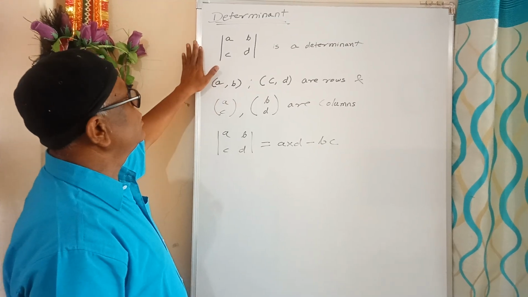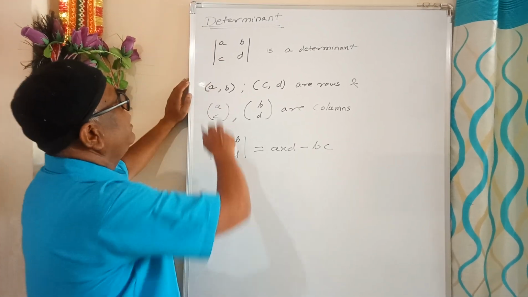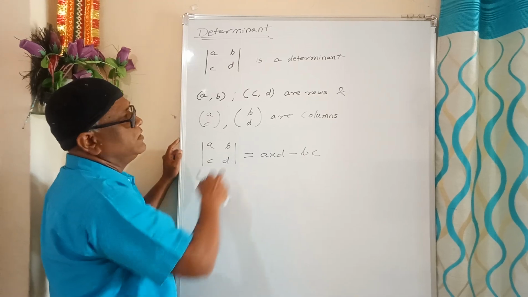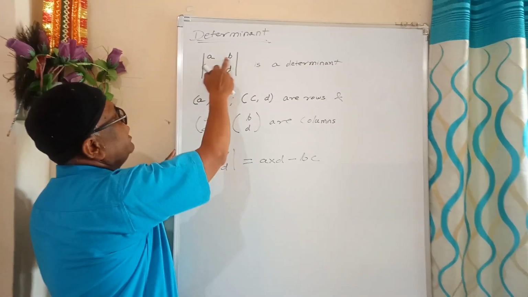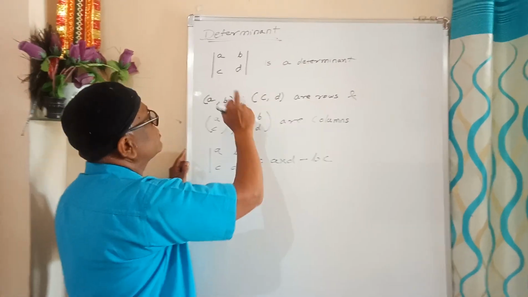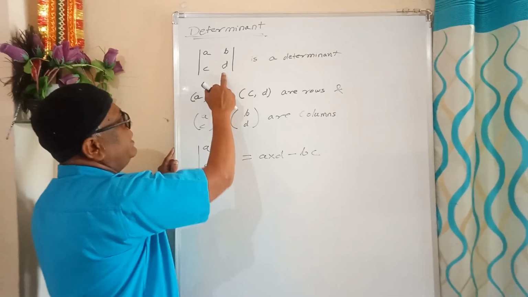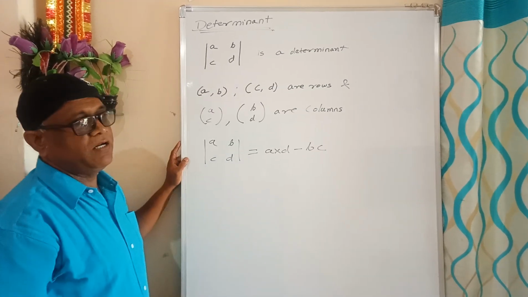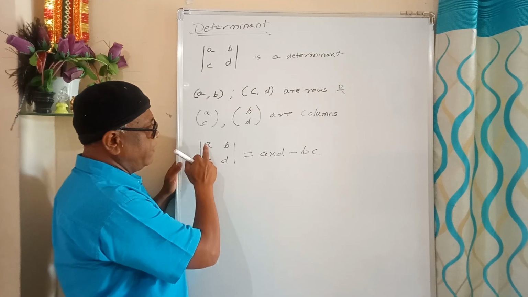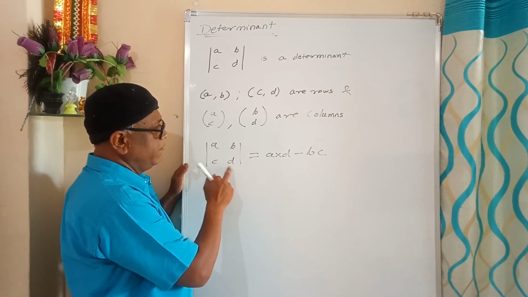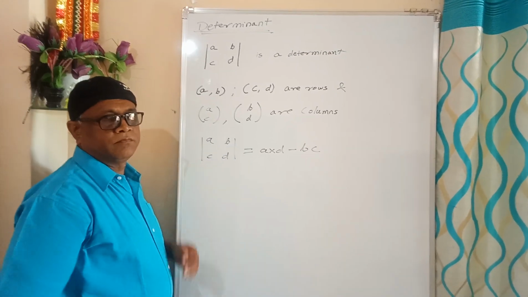Determinants, here it is shown. A, B, C, D is a determinant. In this, AB and CD are the rows, AC and BD are the columns. This determinant is solved in this way by taking cross product, AD minus BC.